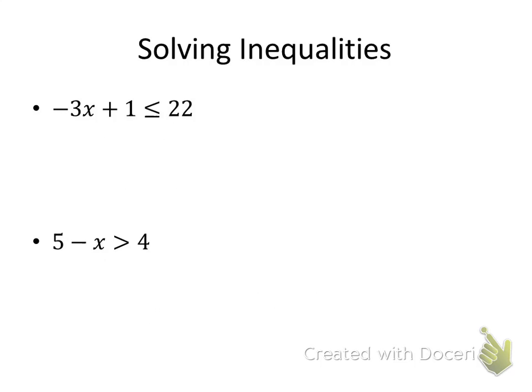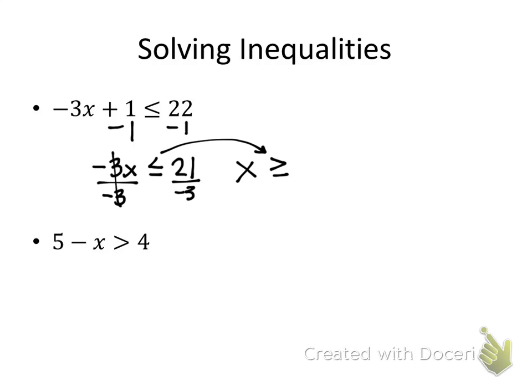What would I do first for solving this one? Well, I need to subtract 1, and I get negative 3x is less than or equal to 21. Now look what I have to divide by, a negative number. See how I divided by a negative number? That means x is going to be greater than or equal to, do you see how I just flipped my sign there? And then 21 divided by negative 3 is negative 7.